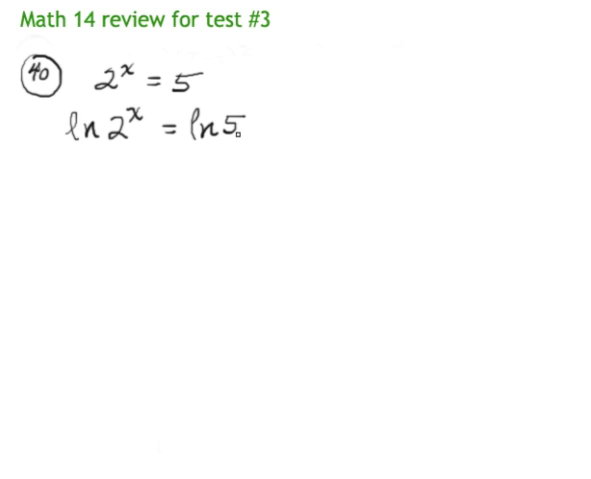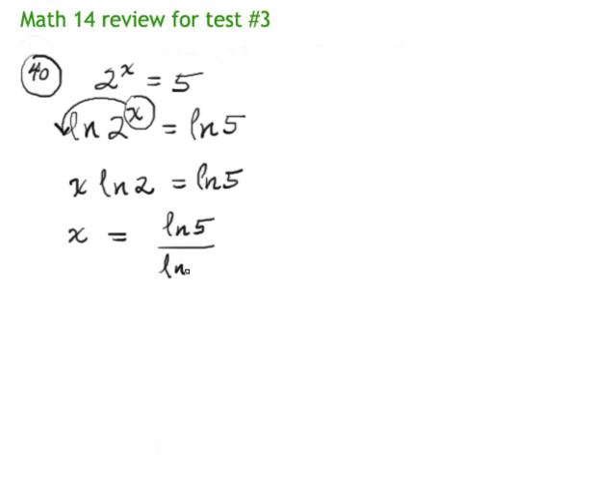Okay, I'm going to use ln. And the only reason why we did this is so that we could use the log property that says that this exponent comes down in front. So that would be x ln 2 is equal to ln 5. And now we can solve for x. X is equal to, just divide both sides by ln 2. X is equal to ln 5 divided by ln 2.